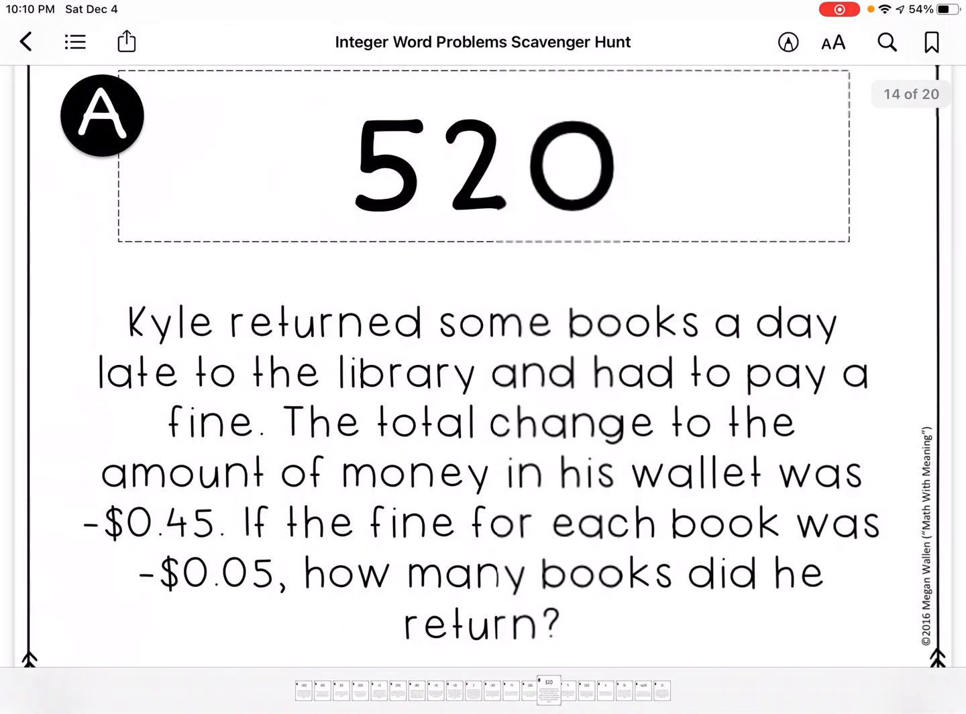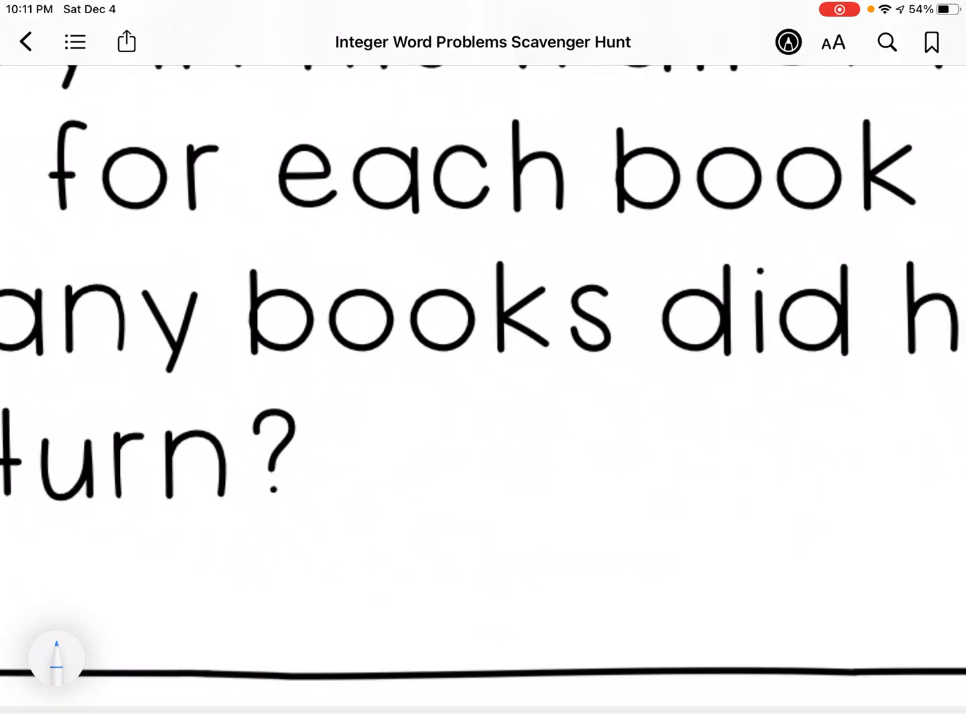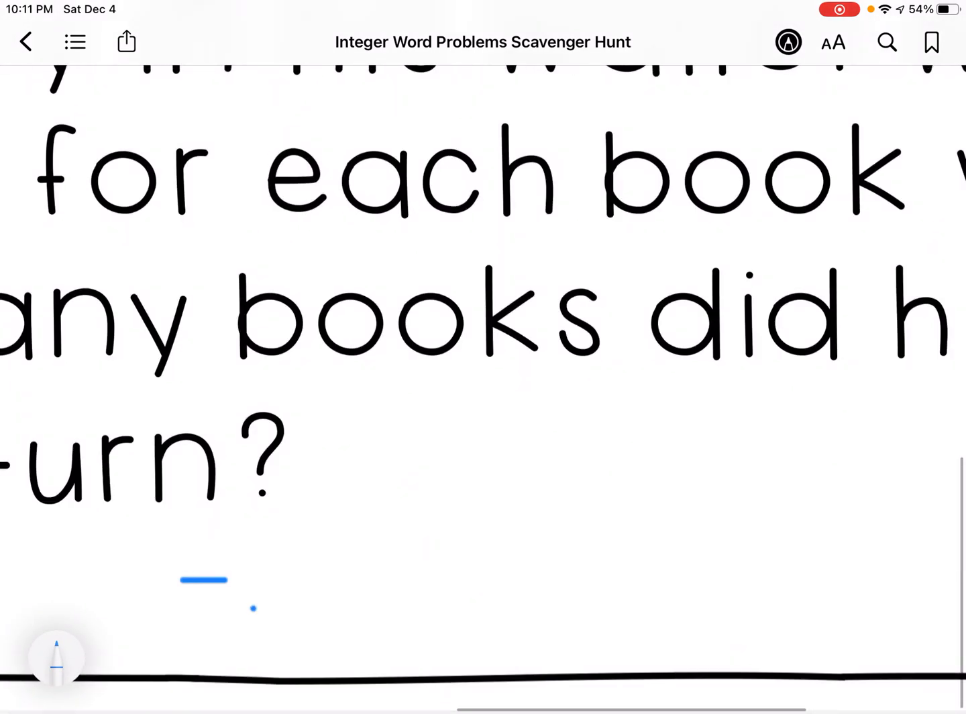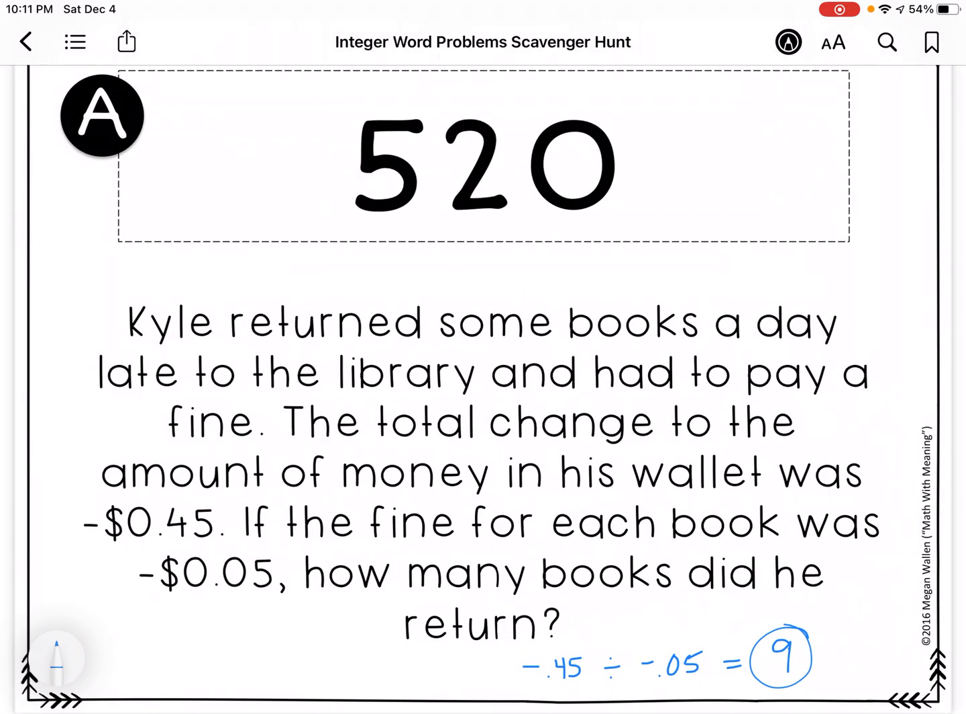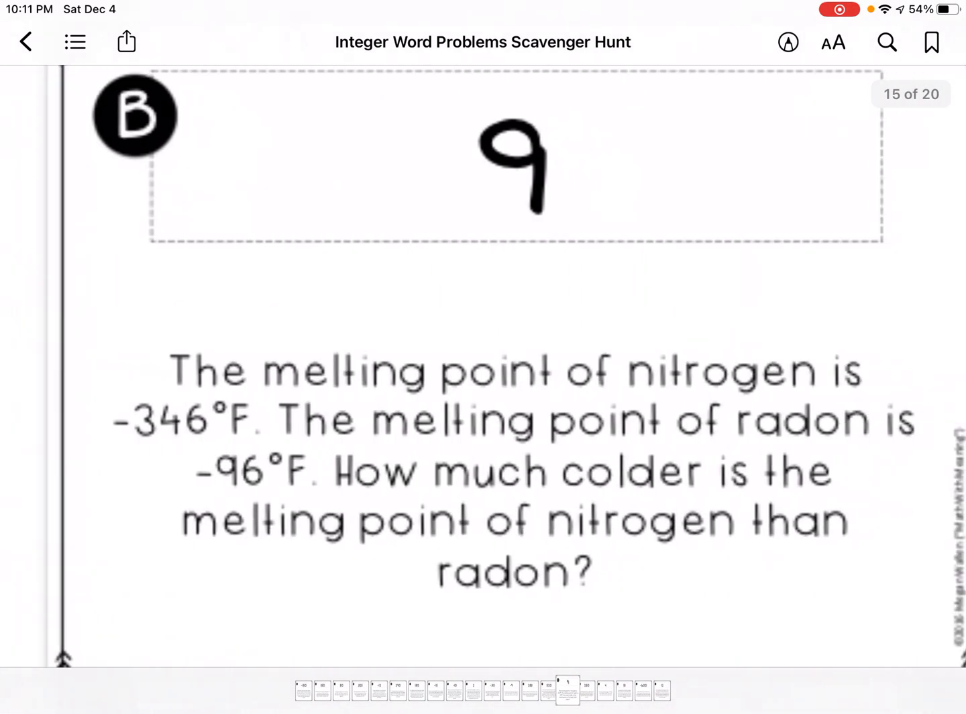Kyle returned some books a day late to the library and had to pay a fine. The total change to the amount of money in his wallet was negative 45 cents. If the fine for each book was 5 cents, how many books did he return? So I have negative 0.45 divided by negative 0.05. Well, 45 divided by 5 is 9. And so it's going to be 9 cents. Or 9 books, I'm sorry.